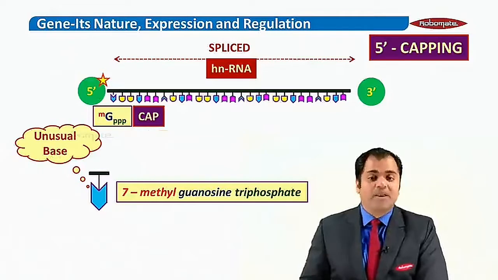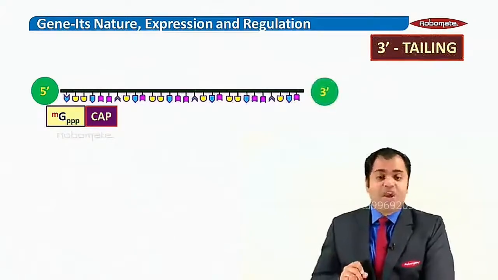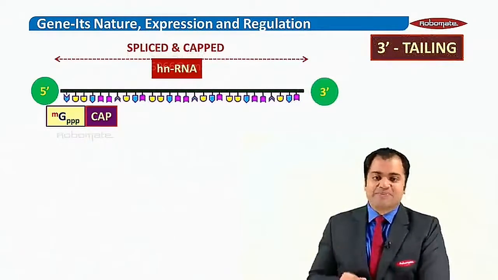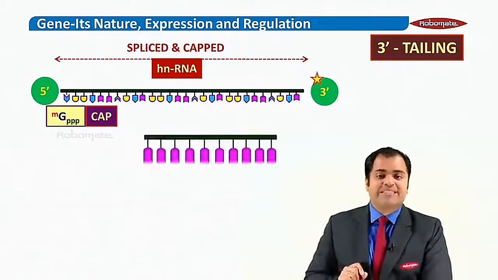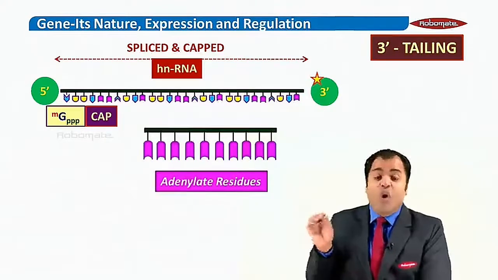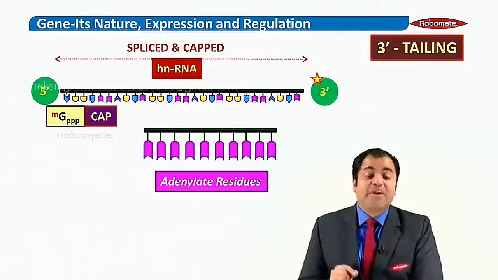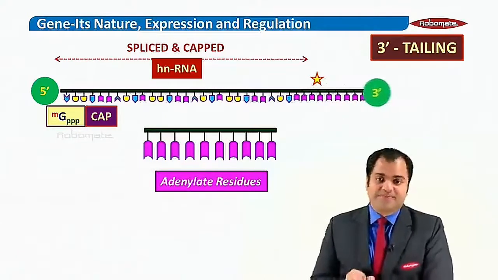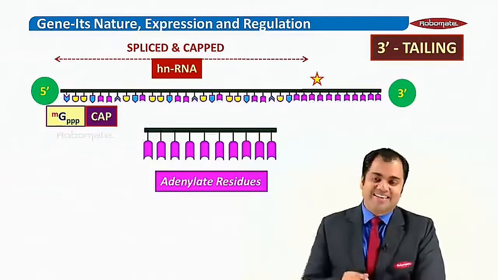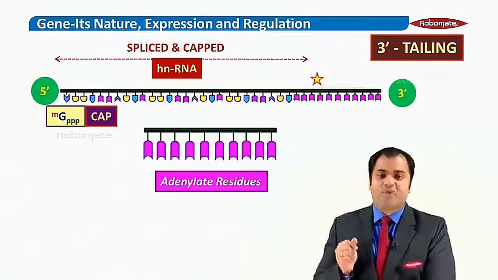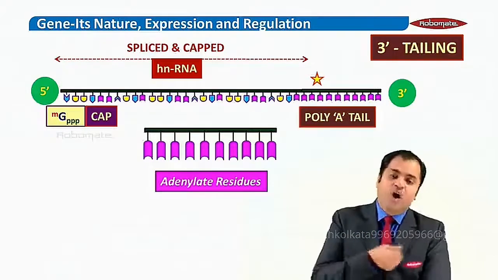Now the next step involved basically is called 3' tailing. So let us bring back this hnRNA which has been spliced as well as capped. Is that okay? Now I'm going to perform tailing here. So on the 3' end, I'm going to basically attach these few molecules which show only adenine nucleotides. So I refer to them as adenylate residues. Let me go ahead and add this on the 3' end. On the 3' end, about 100 to 150 adenylate residues get added. Is that okay? And this end is now referred to as the poly-A tail. Is that okay? Because there are several A's attached to the 3' end.